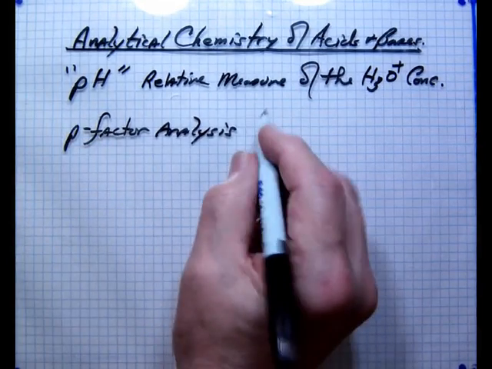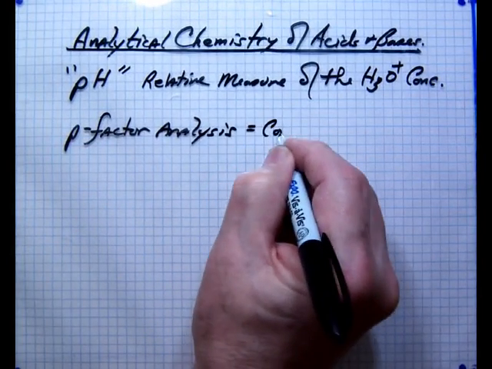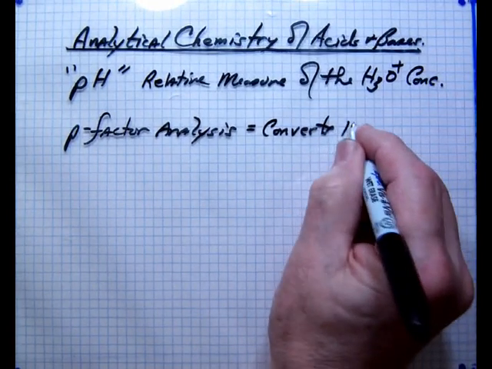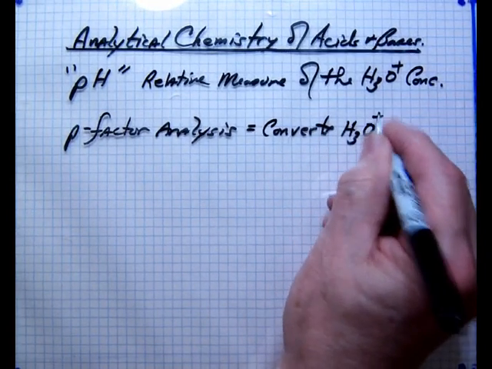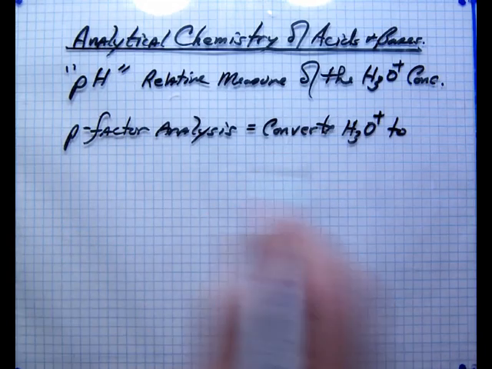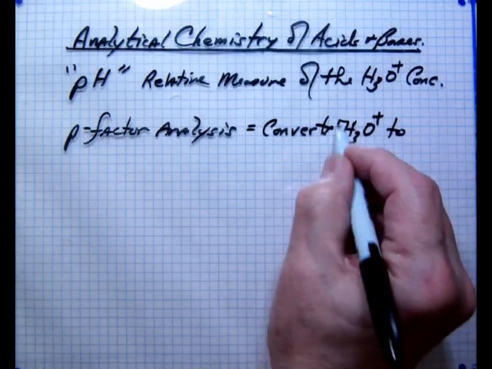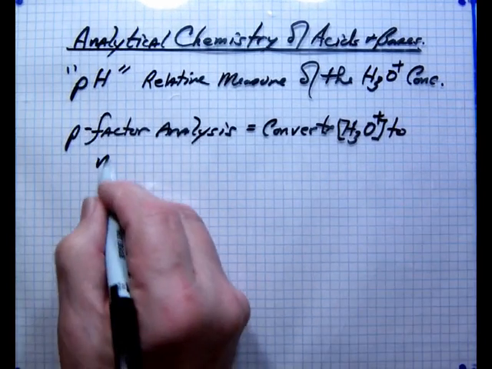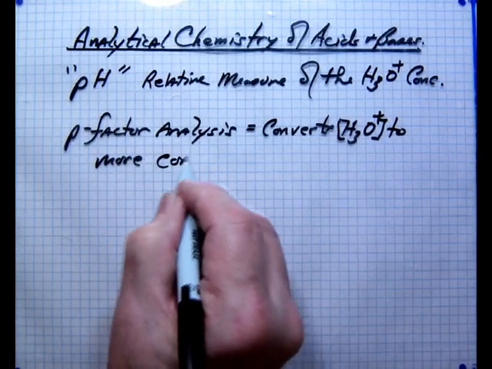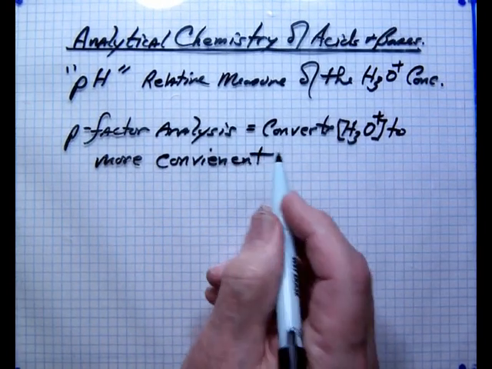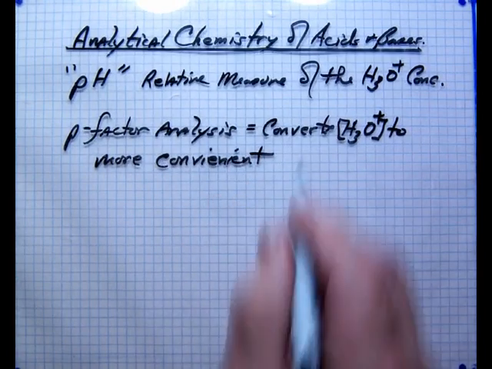So p-factor analysis converts hydronium ion concentration, that would be concentration, to more convenient forms.